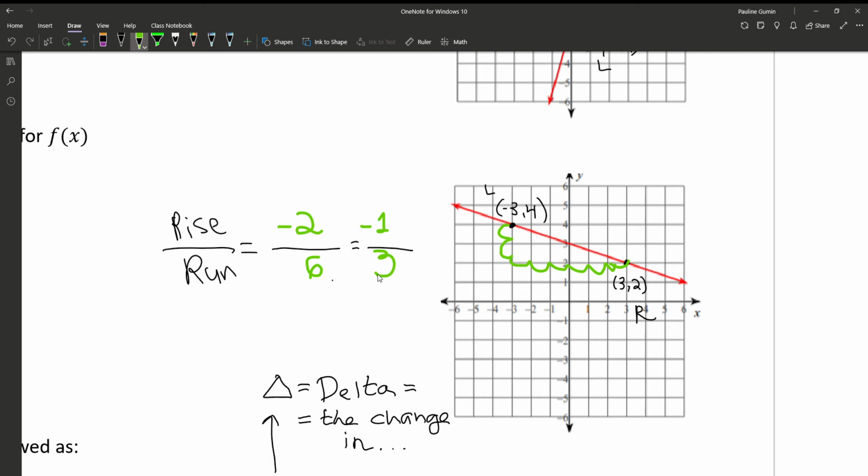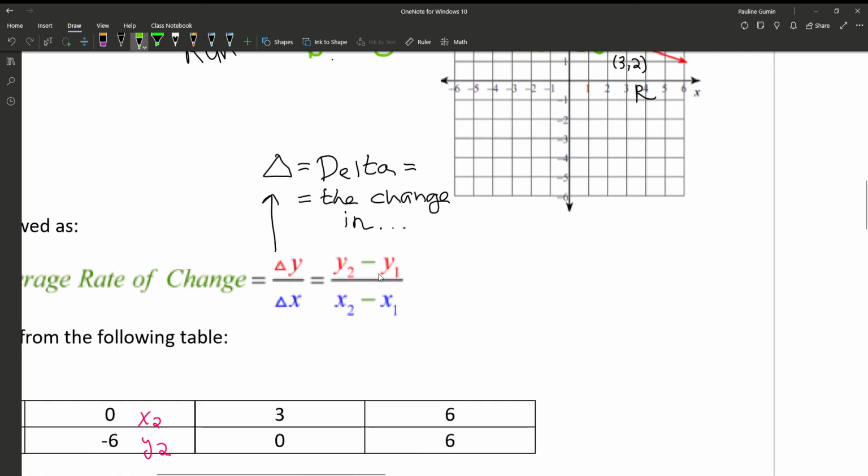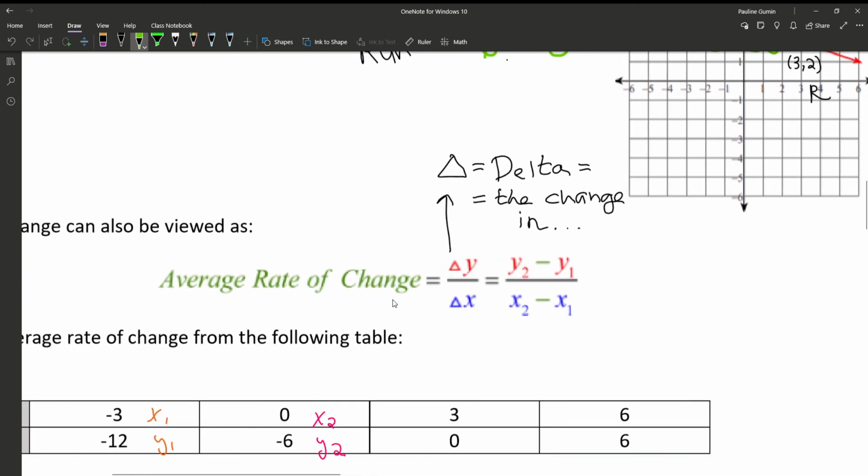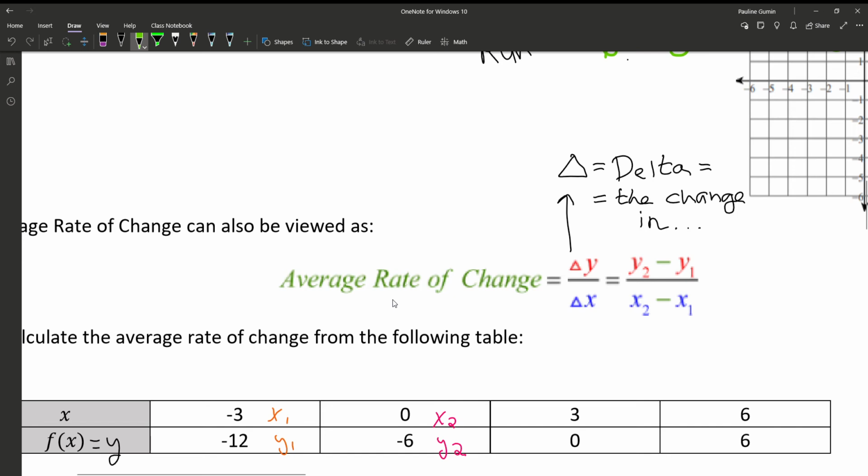Now, we won't always have a nice graph where we can actually count the average rate of change by looking at the rise and the run. Sometimes we're going to be given a set of coordinates or a table. For that, we have a formula. Here it is. Delta y over delta x, which really means the change in y's over the change in x's. That's where we find the difference: we subtract between the second point and the first point. Let me show you an example of what that looks like.